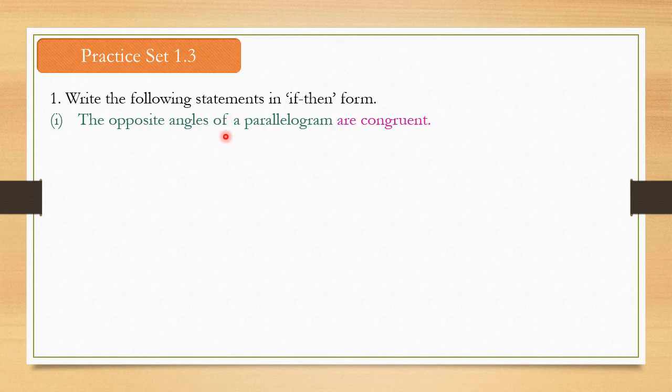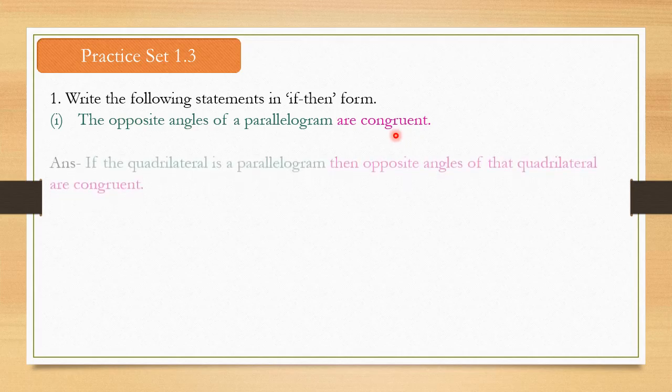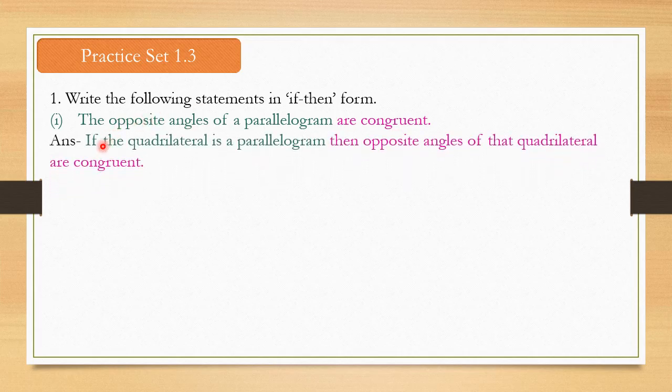So immediately you have to write down, if a quadrilateral is a parallelogram, then the opposite angles are congruent. So the if-then statement answer will be, if the quadrilateral is a parallelogram, then the opposite angles of that quadrilateral are congruent. So we have converted from a normal statement to if-then form.